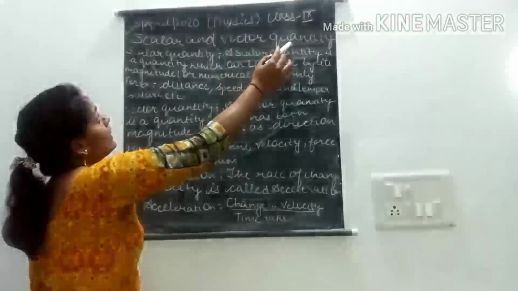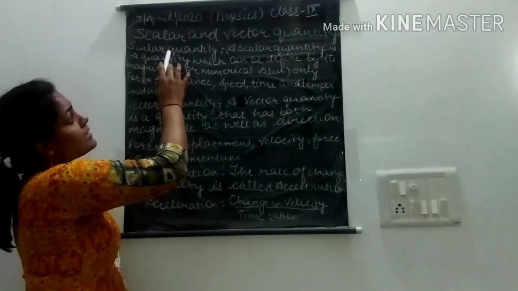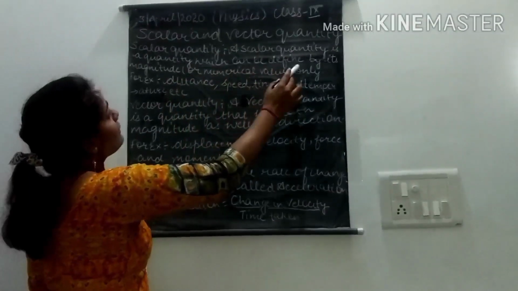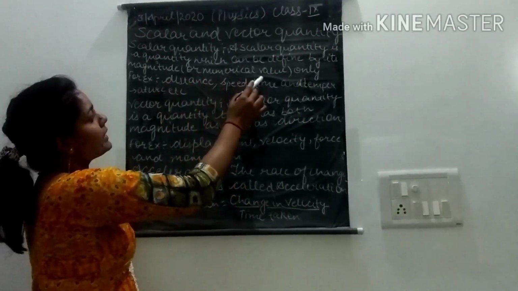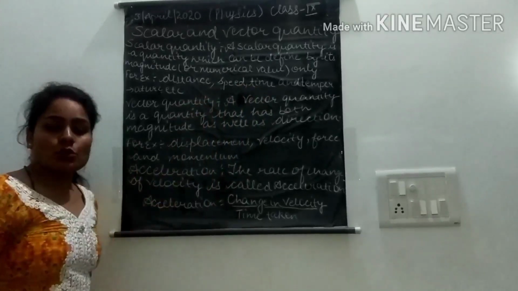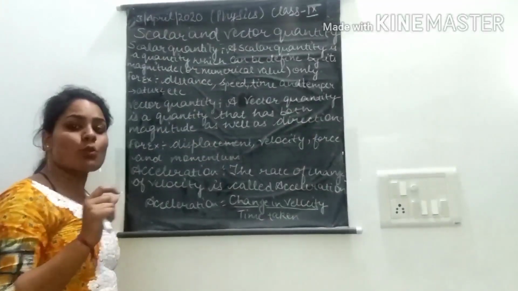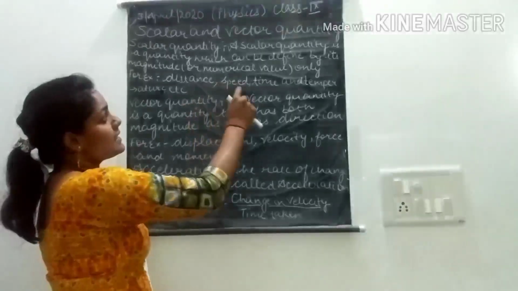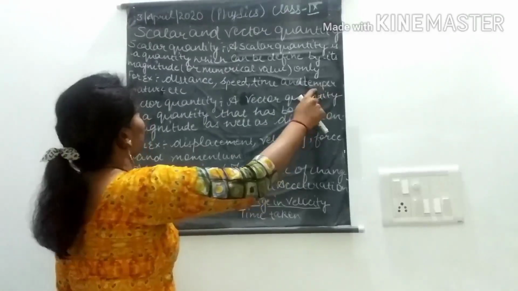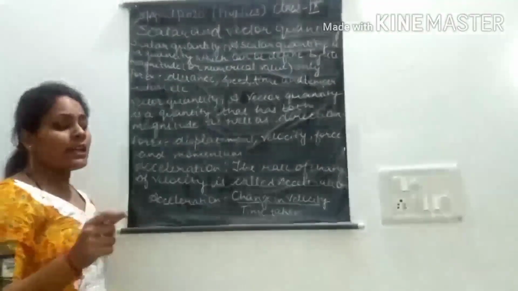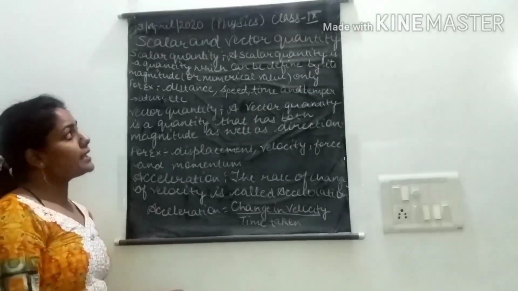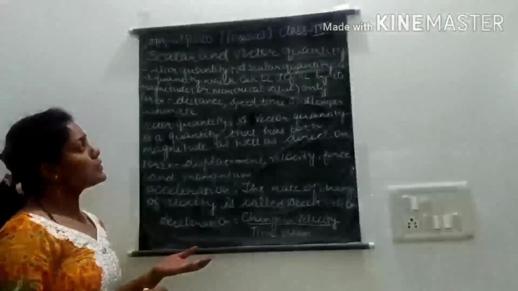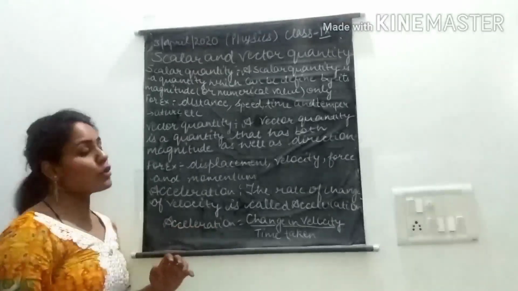Scalar quantity and vector quantity. Firstly, we talk about scalar quantity. A scalar quantity is the quantity which can be defined by its magnitude or numerical value only. In scalar quantities we only see numerical values, not the direction, like distance, speed, time and temperature etc. These all are known as scalar quantities. We only take the magnitude, only numerical values. We can't see the negative sign or a positive sign.